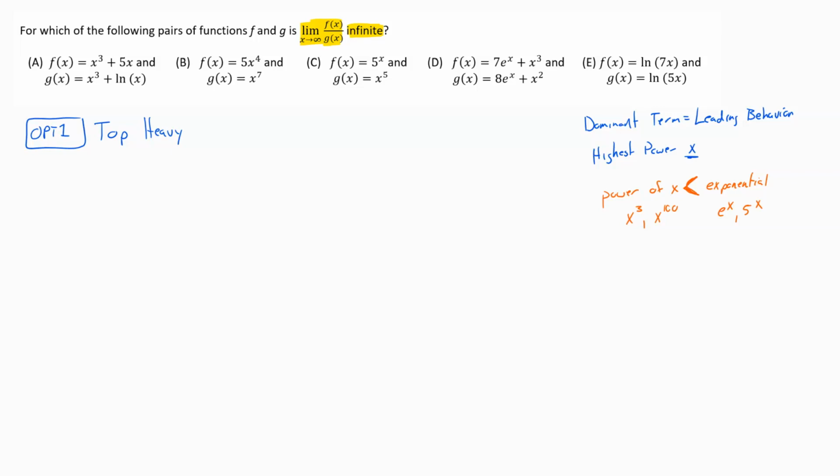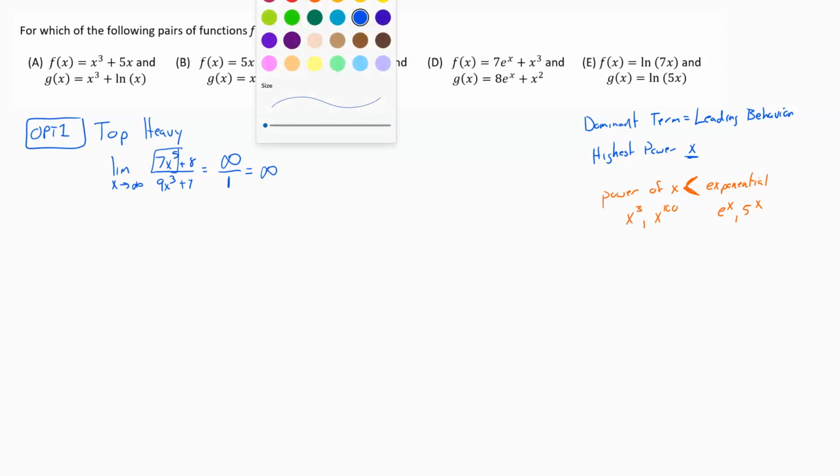So getting back to the idea of top heavy, if I've got two functions where my limit is x heads to infinity, let's say I've got 7x to the fifth plus 8x over 9x to the third plus 7. If my dominant term is strictly on top, then this equation, the top is growing out of control, and there's really nothing the bottom can do to stop it. So it's like having infinity over 1. So that would be headed to infinity.